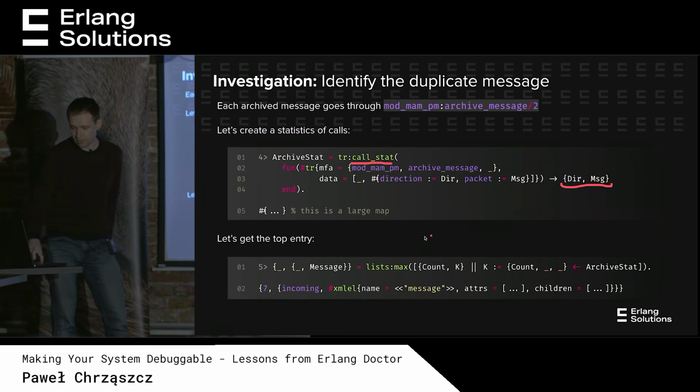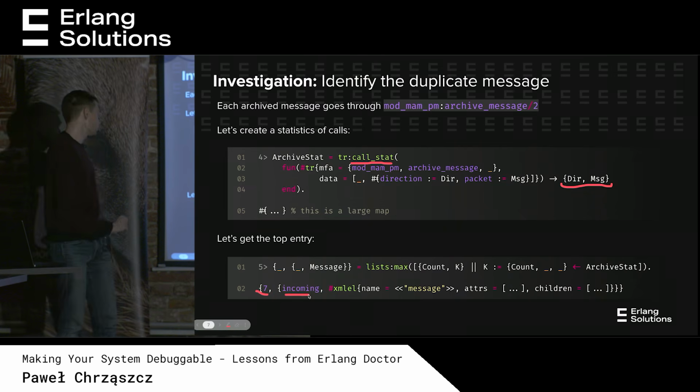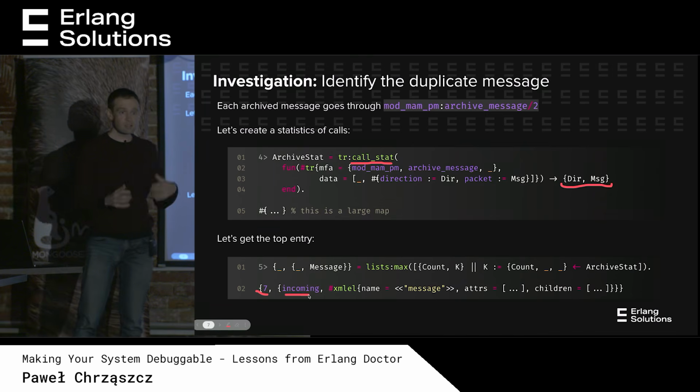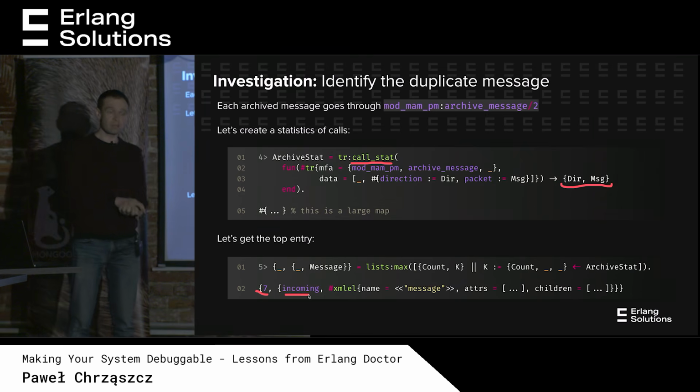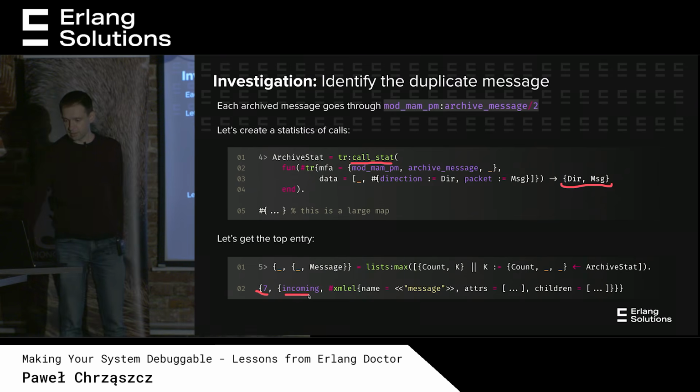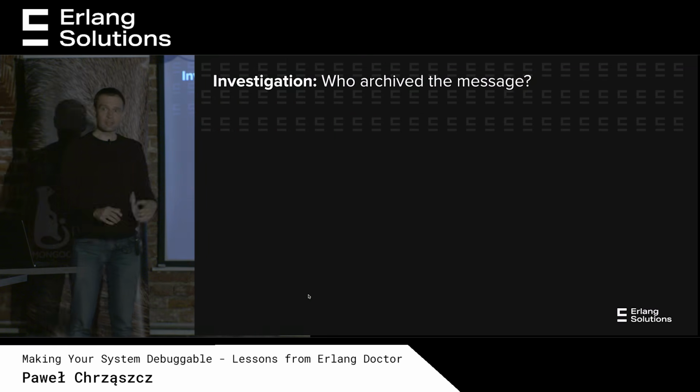What we got was that there is a message duplicated 7 times, and the message is incoming, and then there is the message on the right. This is XML, because XMPP is XML. So this is a decoded XML element.